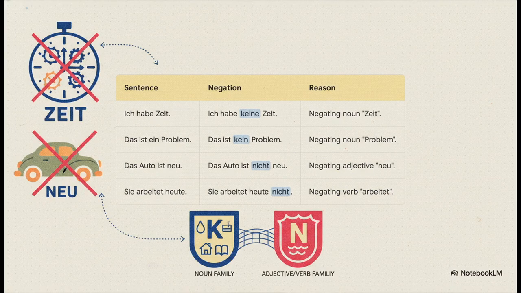You have kein Zeit because Zeit, time, is a noun. But the car is nicht neu because neu, new, is an adjective. The system just works every time.